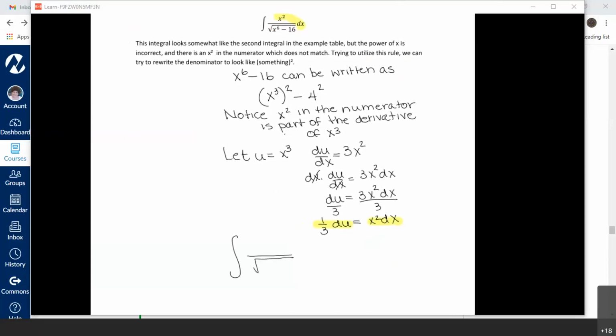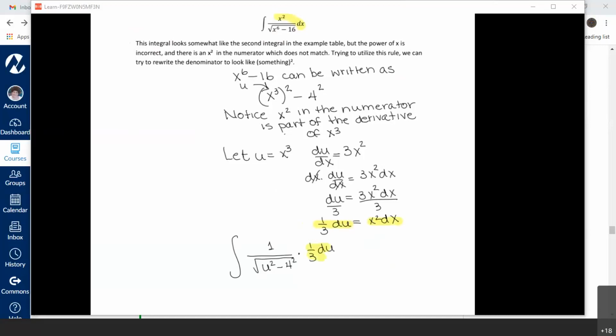This is u, which is x cubed, squared. Here's u in here. U is x cubed, so u squared would be x to the 6th. I have a 1 up here, and then 1/3 du is the dx.